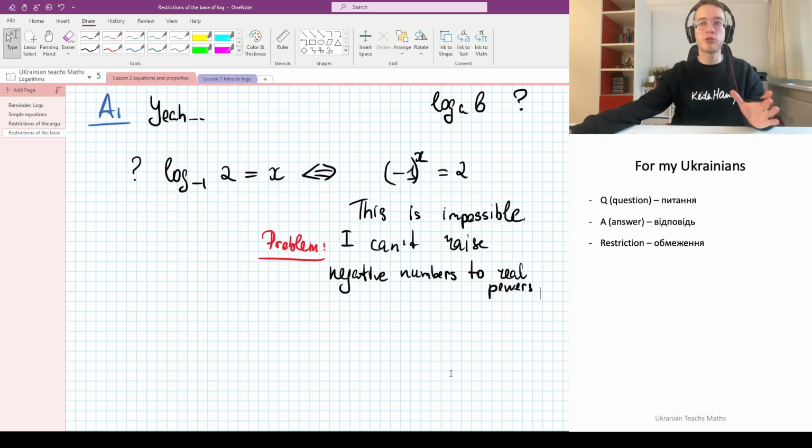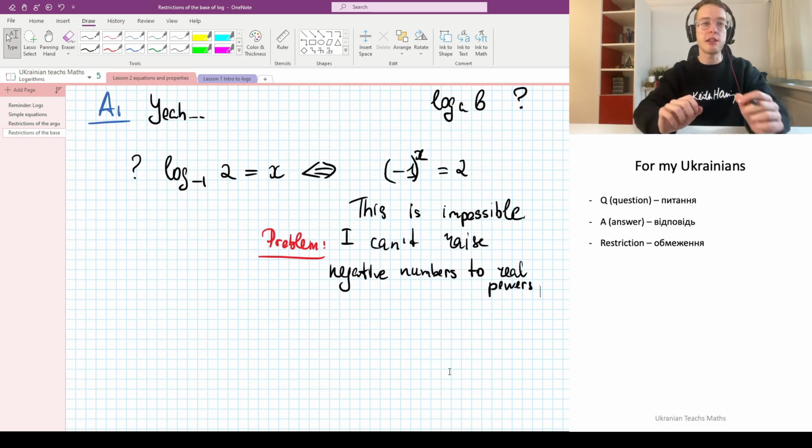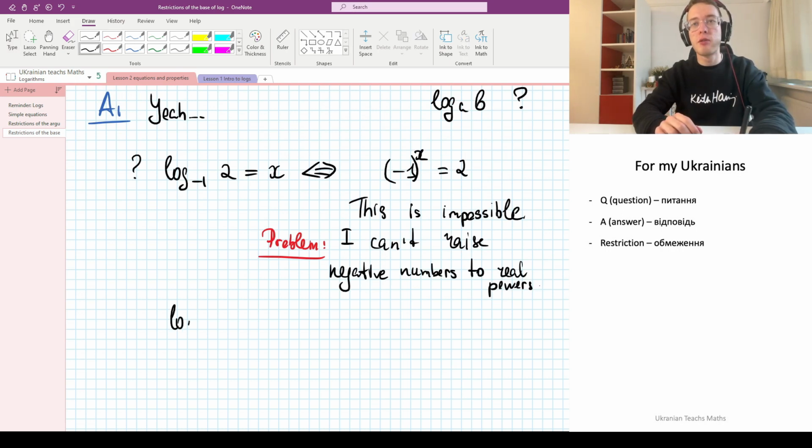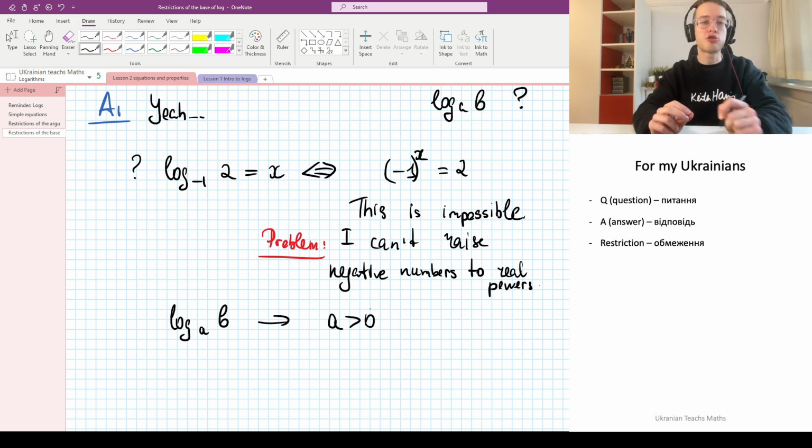I cannot raise negative numbers to a real power, which again means that if I have a log of b to the base a, then I have the restriction on a saying that a is greater than 0. So I'm not allowed to take negative numbers. I'm not allowed to have a 0.